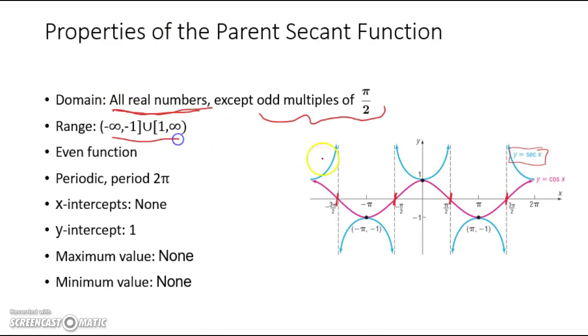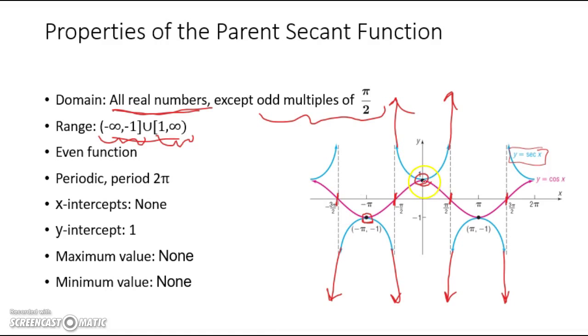As far as the range is concerned, all these pieces keep going down to negative infinity, and they come up and stop at the minimum for cosine. So that's this piece of the range, negative infinity to negative 1. And you can see here on this piece of secant, they go up to positive infinity, and they start here at positive 1. So that's this piece of the range.